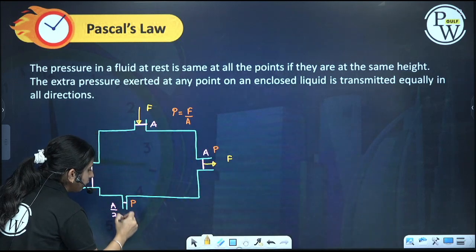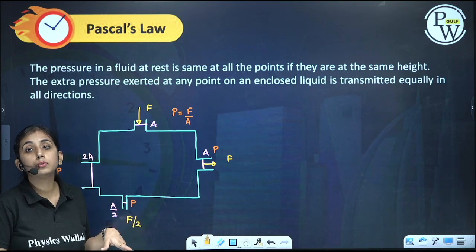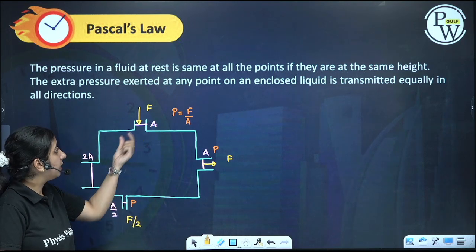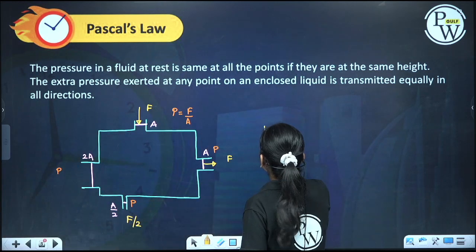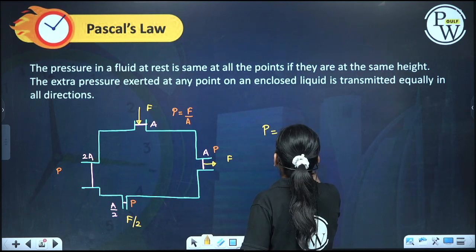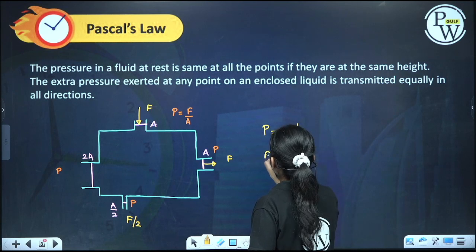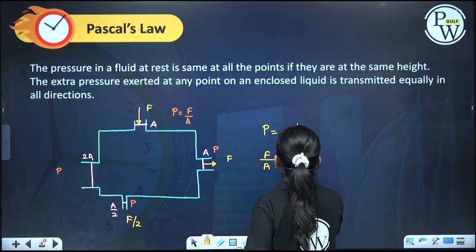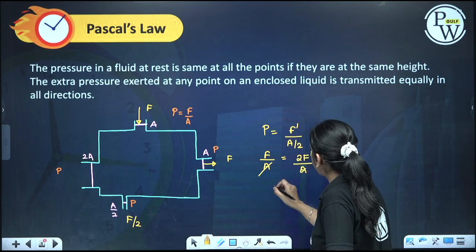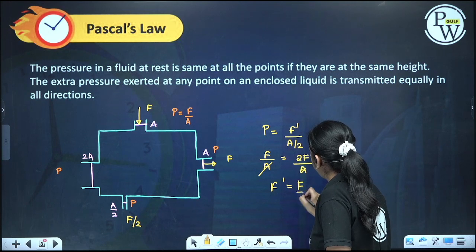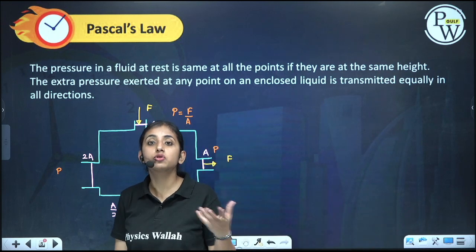If we want to calculate the force over here, as the area is reduced by half, the force will also reduce by half. Pressure is the same, so P should equal F prime divided by A by 2. Now P is equal to F by A, so we get 2F prime by A. A and A get cancelled, and F prime will be F by 2. To keep the pressure the same, the force changes accordingly.